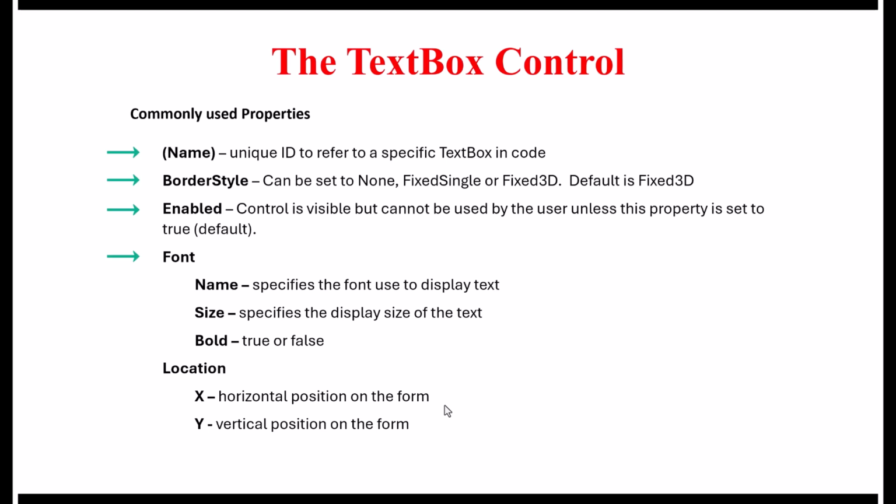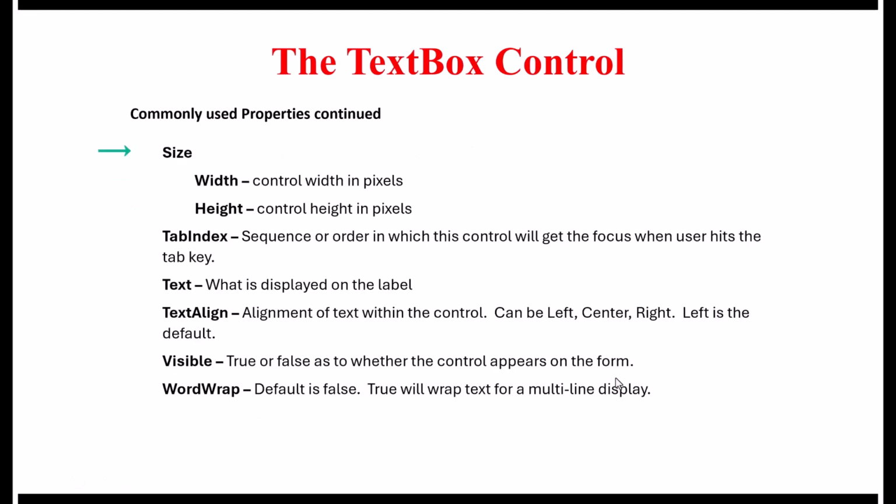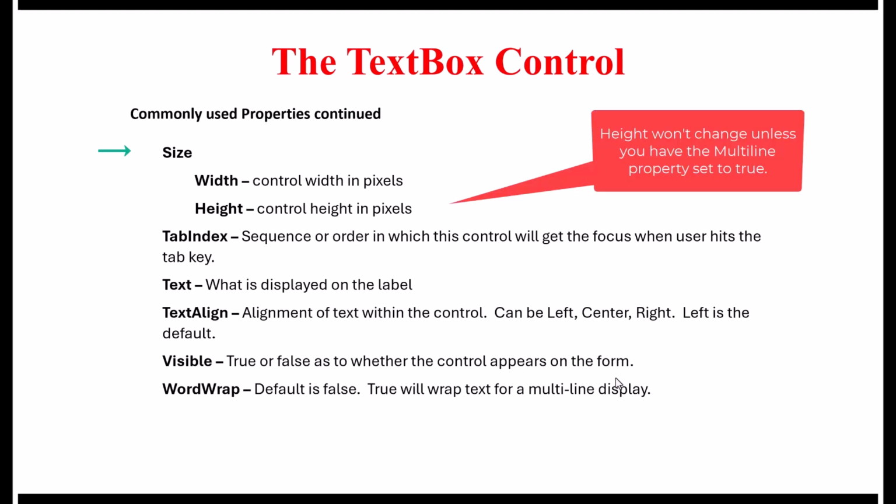There's a font property, which has a name, size, and we can set it to bold, true or false. We have a location property, which sets the horizontal position on the form and the vertical position on the form. Continuing common use properties, there's a size with a width and a height that we can set the text box to.